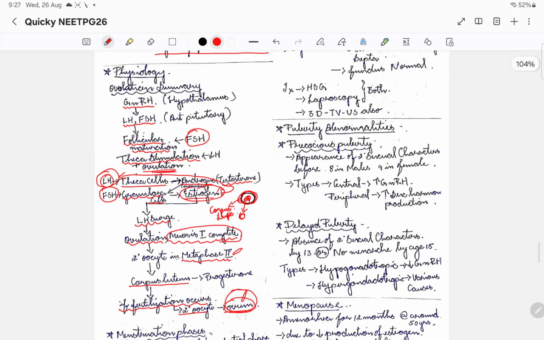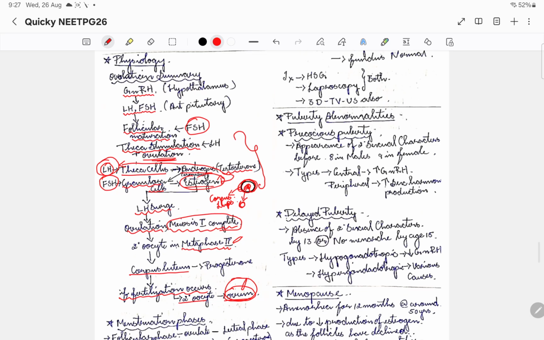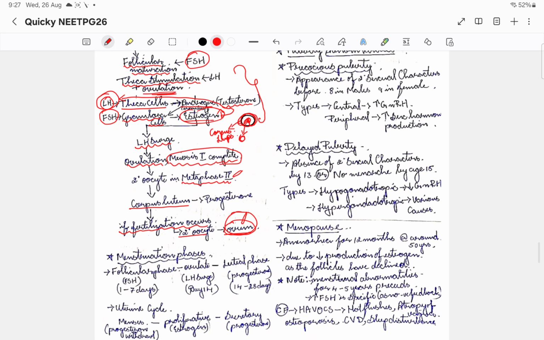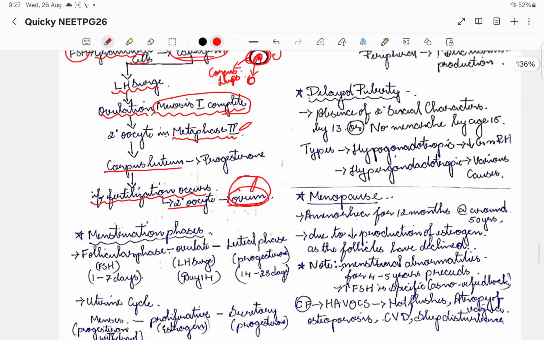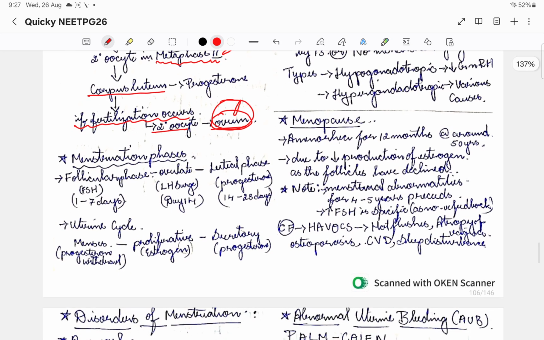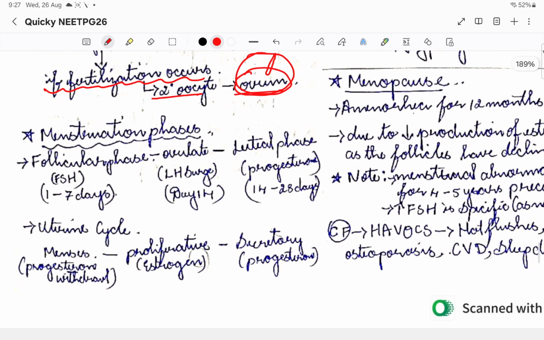So you should know the entire summary, and that too this part of LH, FSH, and how the estrogen and testosterone act. I'll come back to that again when I'm explaining PCOD pathogenesis. Okay, so this is what is happening in the ovary. Now let us see what is happening in the uterus during this particular stage.